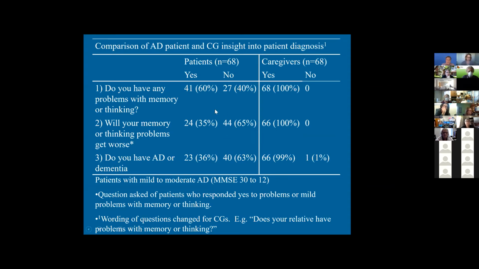So I think the point here is that compared to the caregivers, all of them said, well, yeah, he has problems with his memory. Of course, they're going to get worse. And yeah, he's got Alzheimer's or dementia. So I think it's a nice juxtaposition to show the variability in patients' insight into their diagnosis, prognosis, and symptomatology or signs, if you will. And this, we find, correlates well with how they do on measures of appreciation and benefit of a medication for treatment.